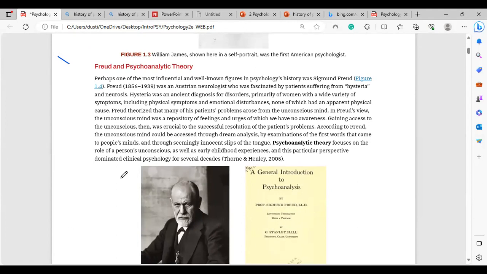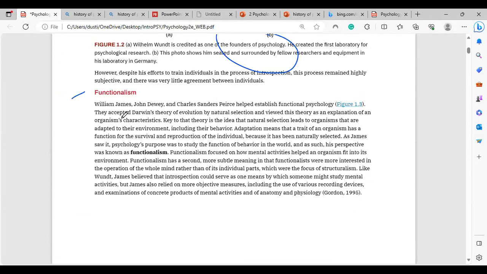So let me go back actually really quick here. Let's go back to functionalism. My thing is really about functionalism.